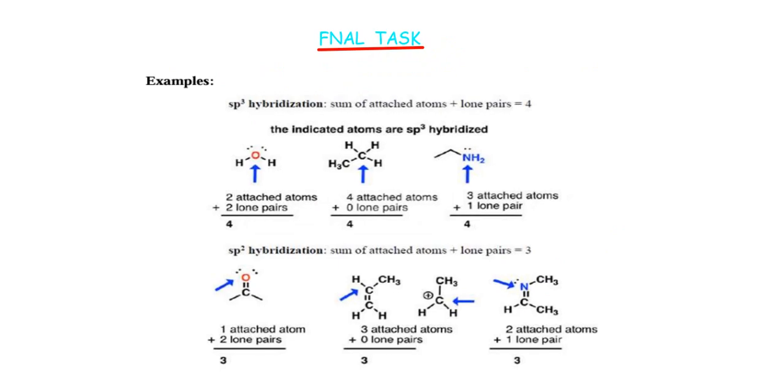Okay, so final task. sp3 hybridization will be the sum of 3 bonds and one lone pair to make 4. All right, or it can be 3 lone pairs and 1 bond. Okay, so indicate the atoms that are sp3 hybridized. We can see sp3, so we have 1 2 3 4. So that means we have sp3 there, and the one that you can see there to make 4.